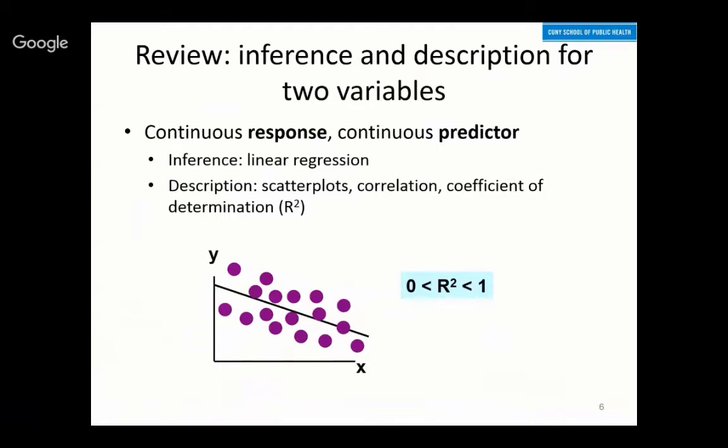And then last class we covered the case of two continuous variables and covered scatterplots, linear regression, and Pearson's correlation.